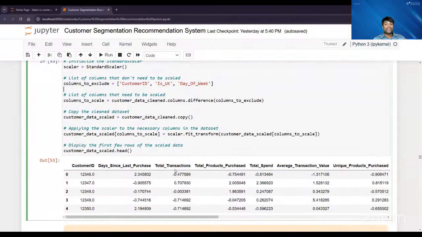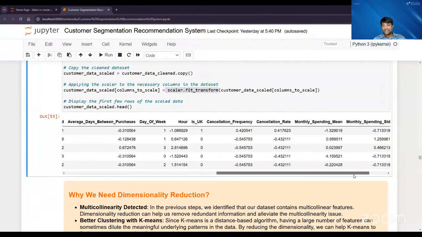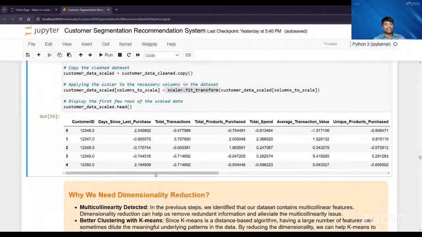After that, we scale them and we transform. Now we can see that the values are different from what we had in the previous data. So these are all scaled values.